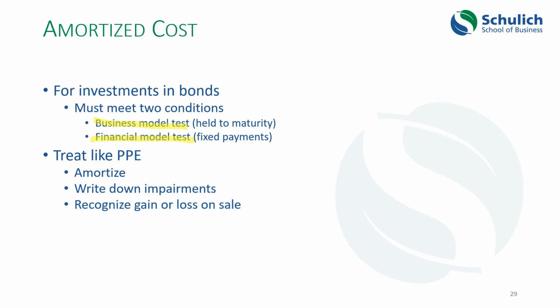And then it gets treated just like property, plant, and equipment. You've got a present value, and you're going to recognize the gain or loss, the anticipated gain or loss on an amortization method. If there's an impairment of the bond for some reason, then you're going to have a write down just like you would for any other asset.